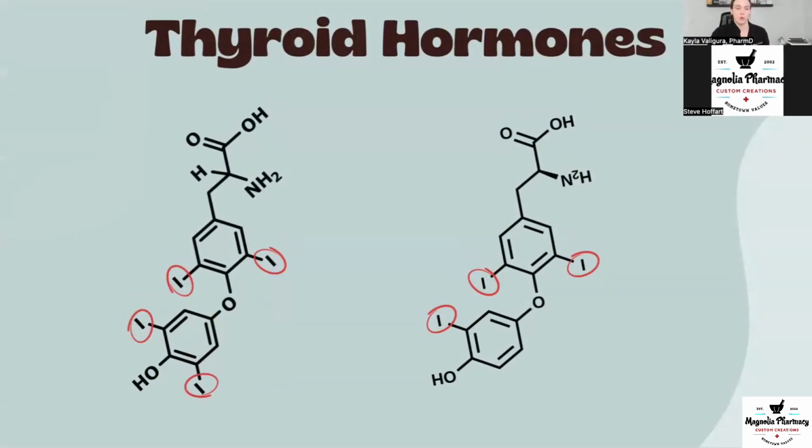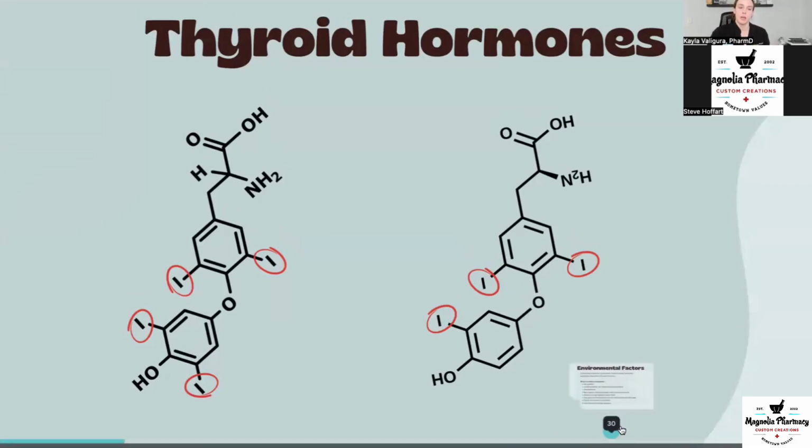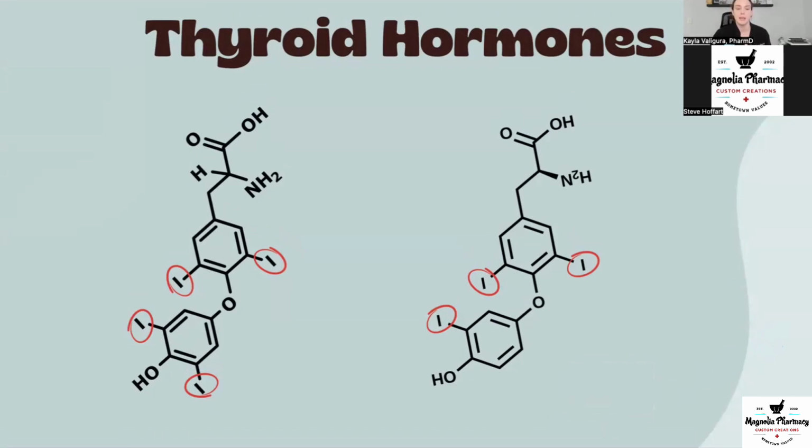So just for a visual, I thought I'd include a little bit of MedChem here. I know that this is kind of in the weeds, but it does give you a good idea, being able to see those iodine groups. I've circled those with the red circles here, and you can see the one on the left here is the T4 with the 4 iodine groups, and then the one on the right here is the T3.